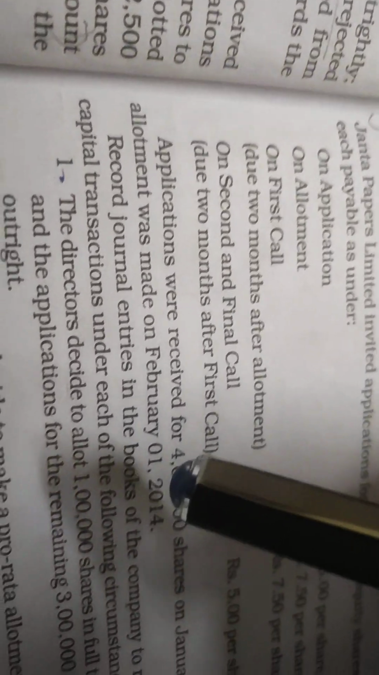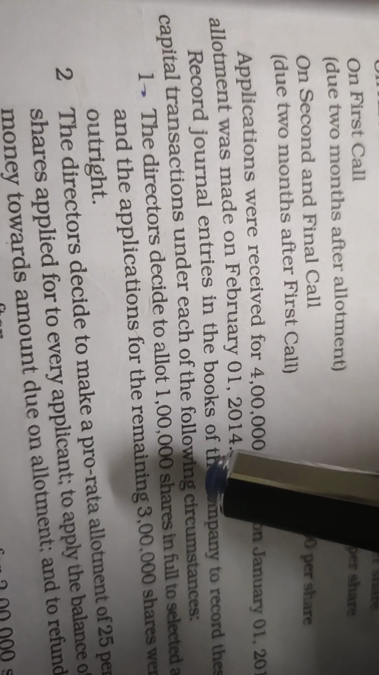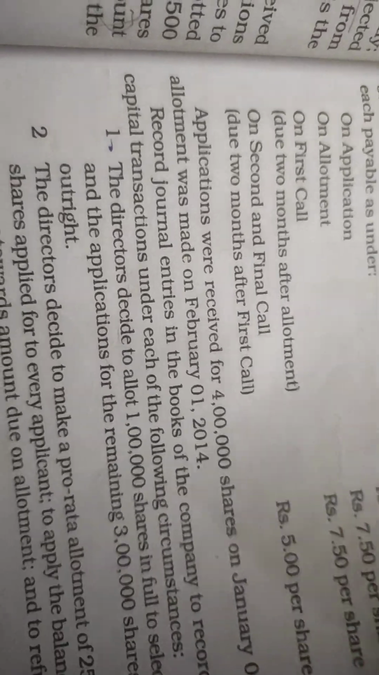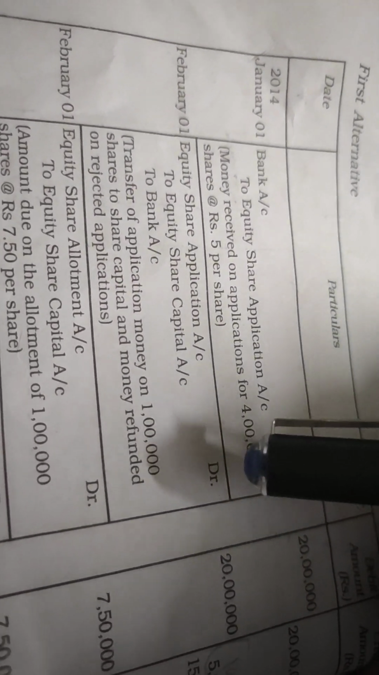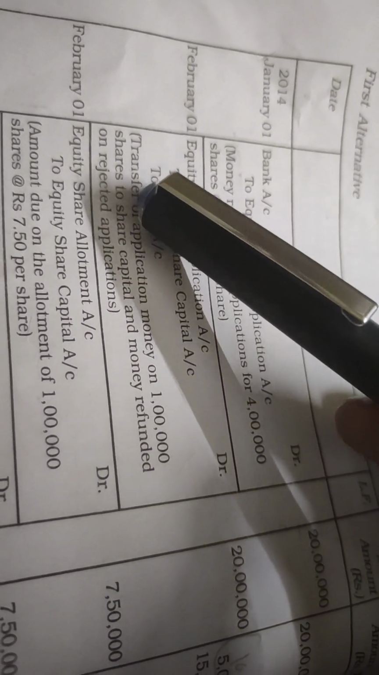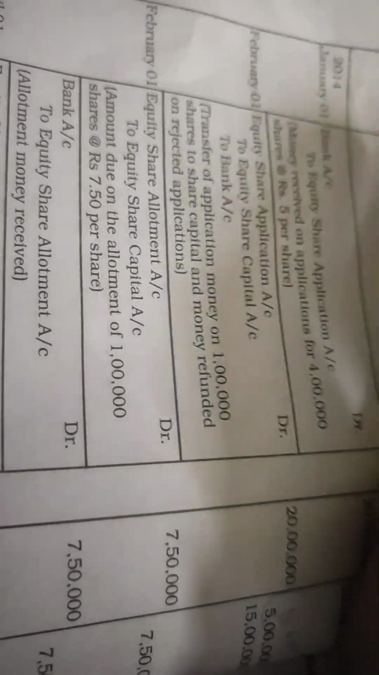Then on February 1, some applications are rejected. On February 1, the allotment, some shares are allotted and some are refunded. So the journal entry is, date February 1, equity share application account debited to equity share capital account and bank account. The bank account is with regard to the rejected applicants, that is, the 3 lakh applicants rejected.